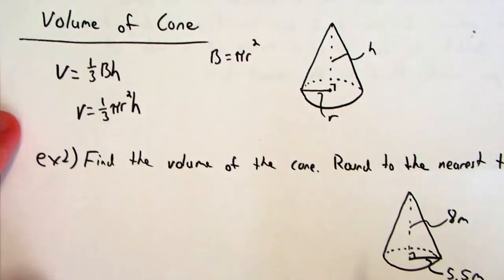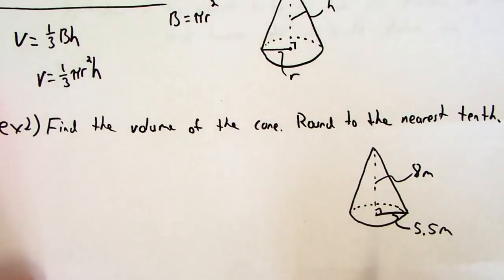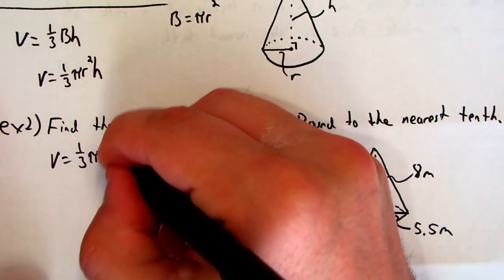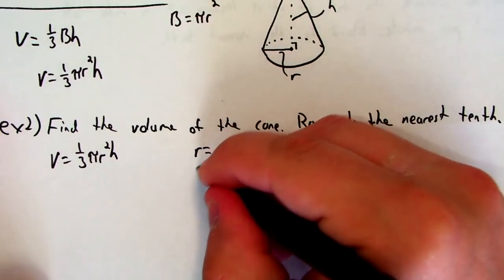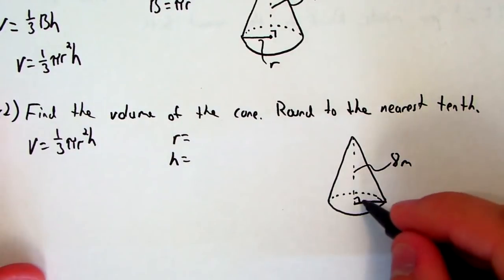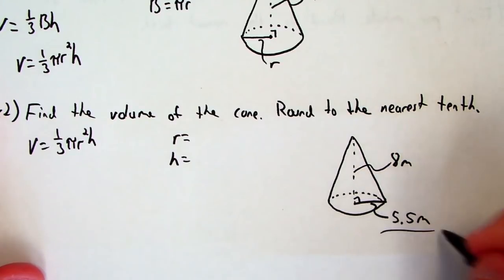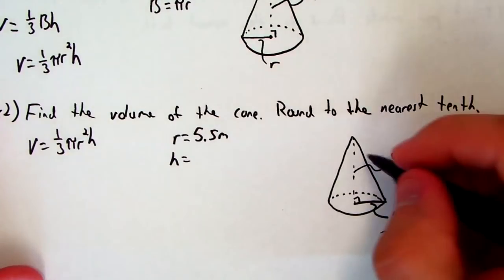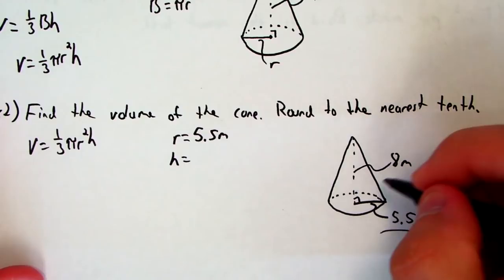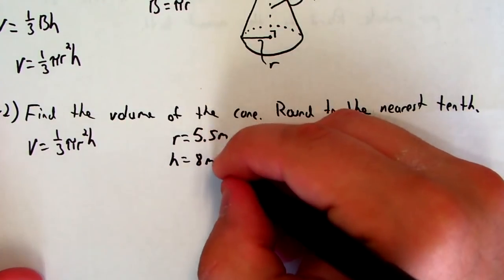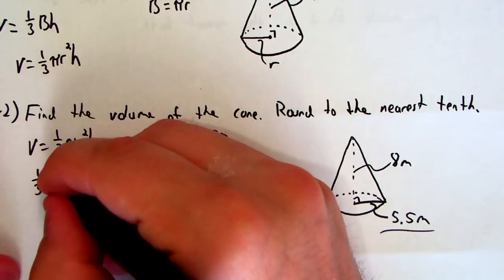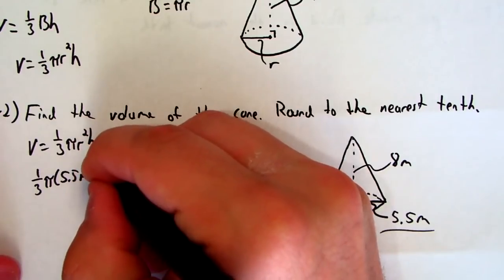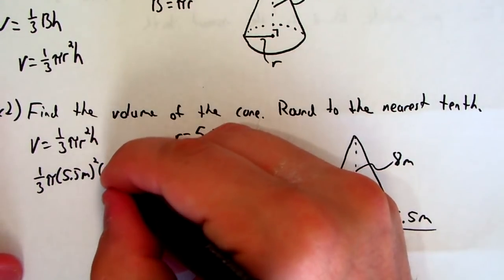So example 2, find the volume of the cone and round to the nearest tenth. So again, I have 1/3 pi r squared h. The radius in this case is, again, from the center to the edge, so that'd be 5.5 meters. And the height is from the tip of the cone down to the base, and that is going to be 8 meters. So I want to substitute these numbers in, so I have pi, 5.5 meters squared, and then I have 8 meters.